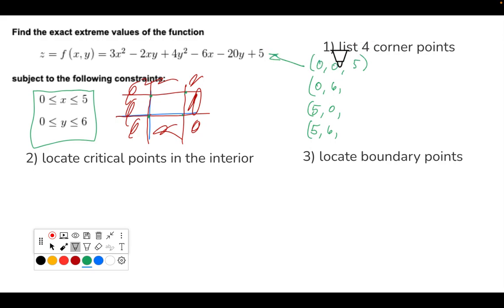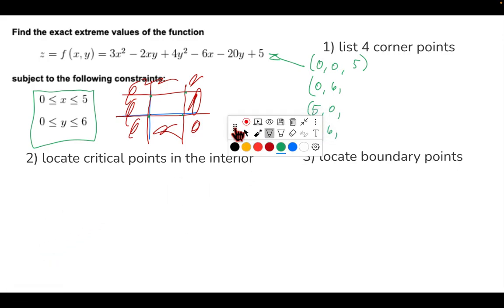So now we want to locate the critical points on the interior. Let's get this thing out of the way. On the interior, we want the partial derivative with respect to x of the original function, nothing else done to it. We're going to set that equal to 0 and solve for it. So the partial with respect to x: 3x squared, this 2 comes down, so we get 6x to the first power.